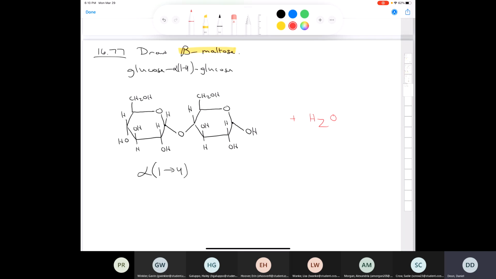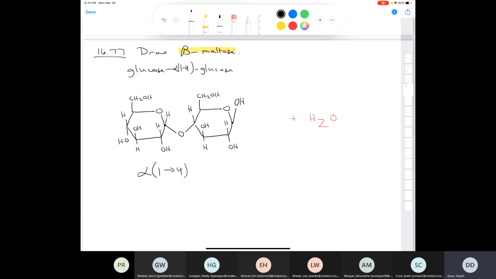Ah, Gavin, you found the problem. What Gavin is saying is, Mr. Dion, you said you were going to draw beta maltose. What I have drawn here is alpha maltose. Because this symbol here, the alpha or the beta, refers to this carbon, the one on the far right. And since that hydroxyl is pointing down, that's alpha. So I need to delete that. I'm going to delete all that, delete this, and I'm going to draw that bond pointing up. There we go. Now I've got beta maltose.